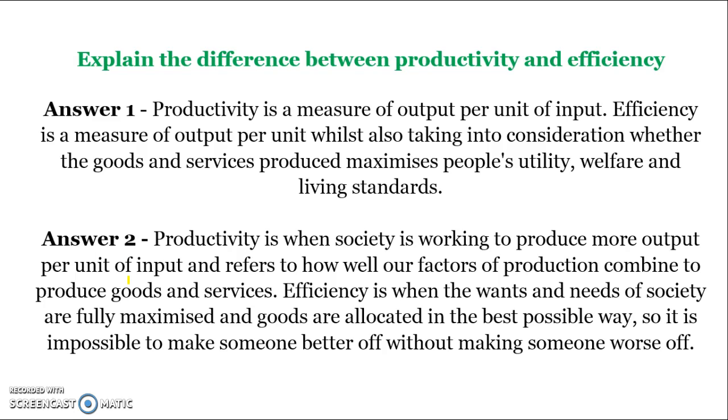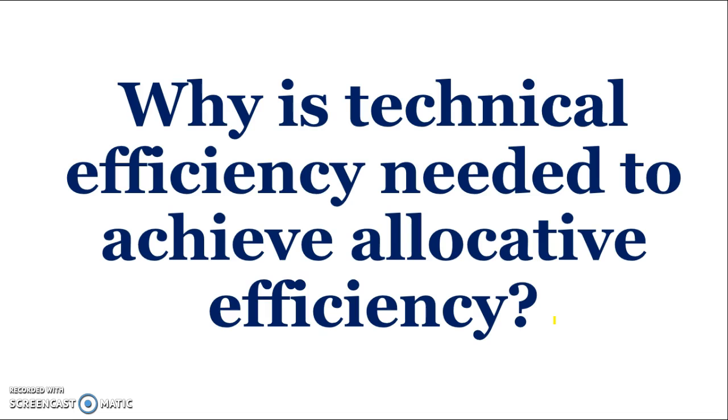So productivity is producing a certain amount of output per unit of input, whereas efficiency is ensuring that we do that, but also maximizing the wants and needs of society by allocating resources in the best possible way, where it's impossible to make someone better off without making someone worse off.